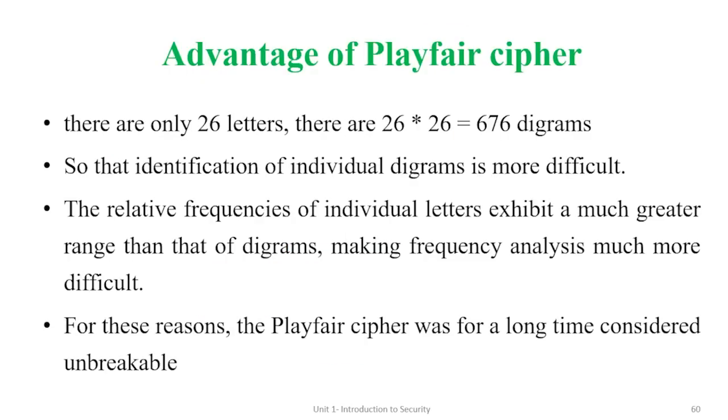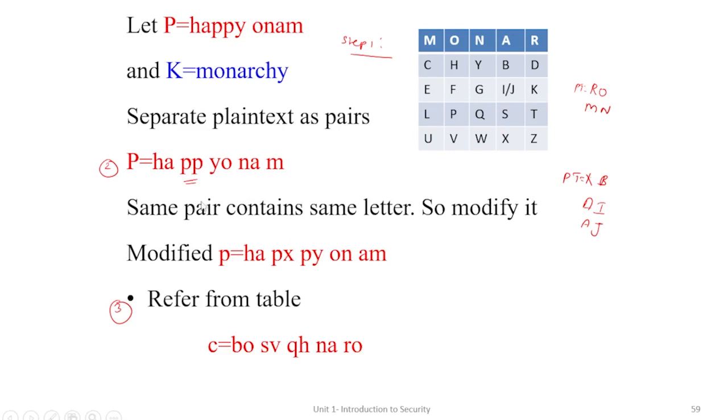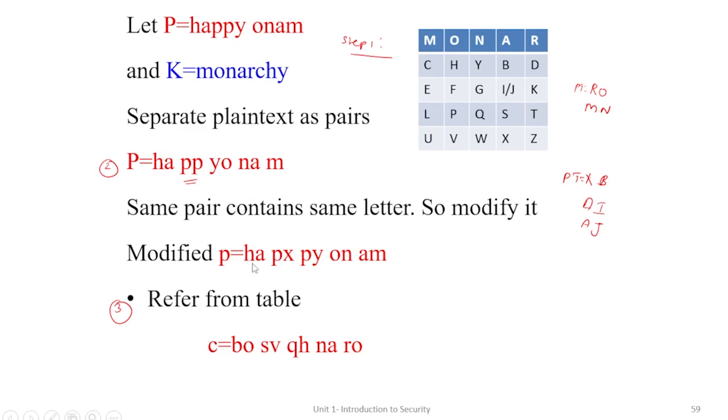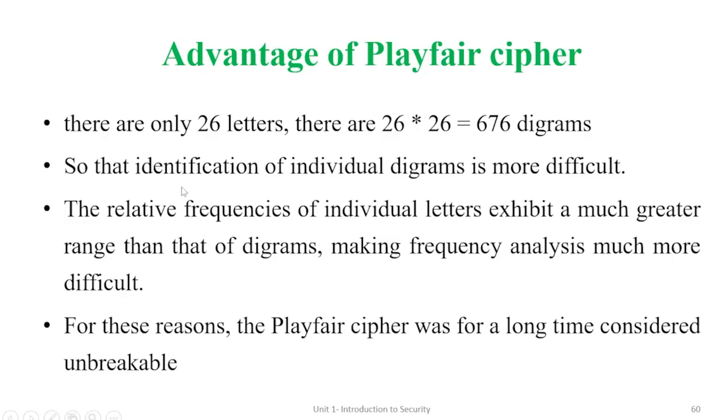The main advantage of the Playfair cipher is for a single pair. Suppose I take the example HA: depending upon the key matrix, the ciphertext answer will differ. If I write AH, the ciphertext answer will also vary. There are 26 letters, and in Playfair we use a diagram, so there are 26 times 26, that means 676 diagrams possible.